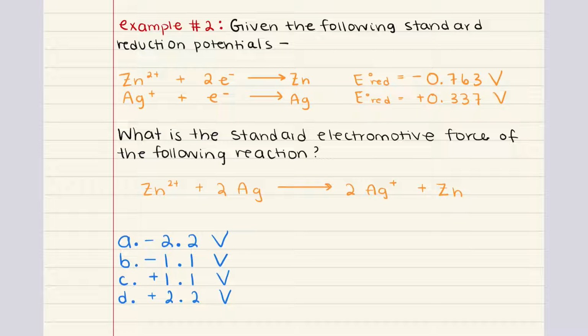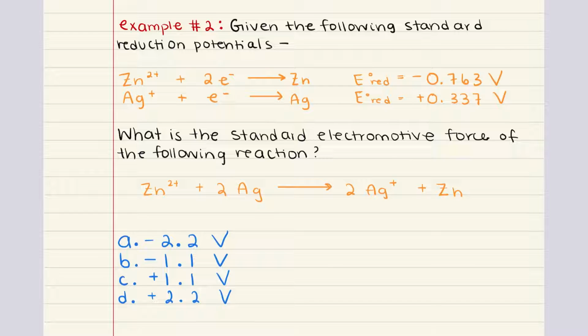Problem 2 says, given the following standard reduction potentials, what is the standard electromotive force of the following reaction? Now, the standard reduction potential of a half reaction measures the tendency of a species to gain electrons and be reduced. The more positive the reduction potential, the greater the tendency to be reduced.